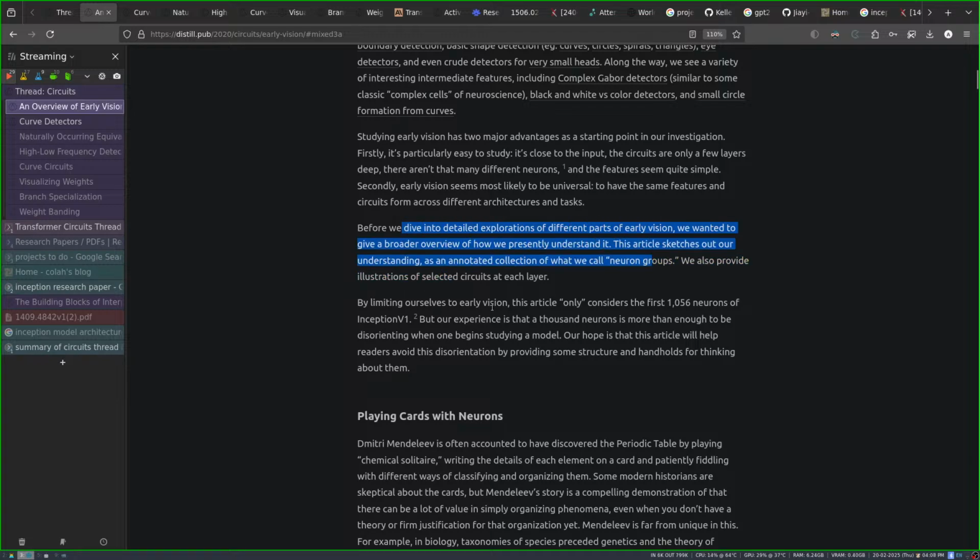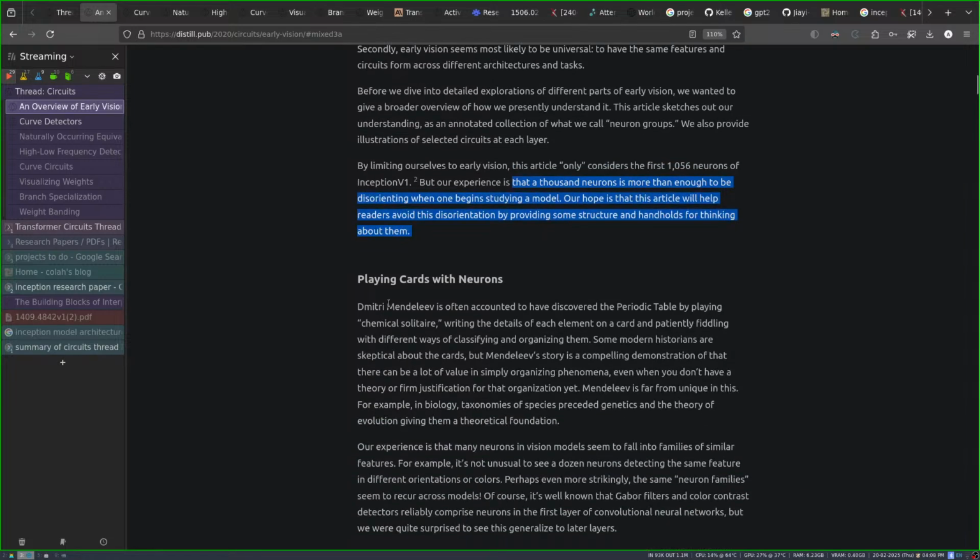Broad overview. By limiting ourselves to early vision, this article only considers the first 1,000 neurons of Inception V1. But our experience is that 1,000 neurons is more than enough to be disorienting when one begins studying a model. Our hope is this article will help readers avoid this disorientation by providing some structure and handholds for thinking about them. Oh, mentally, okay. Sure.